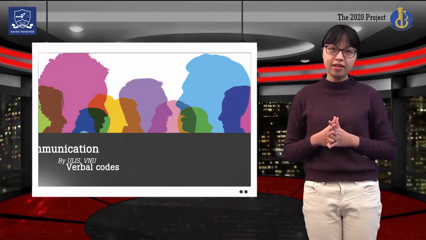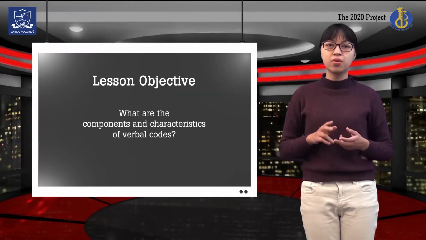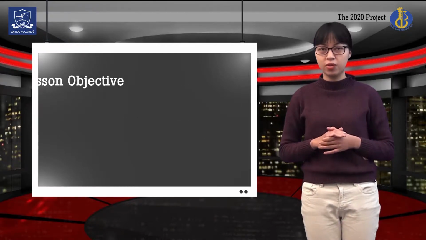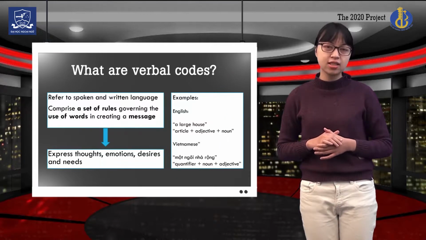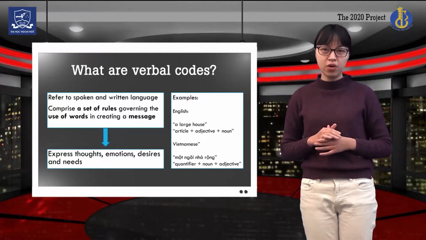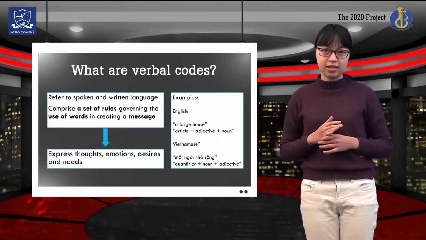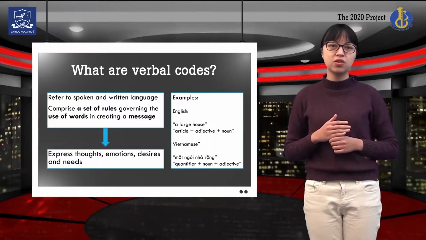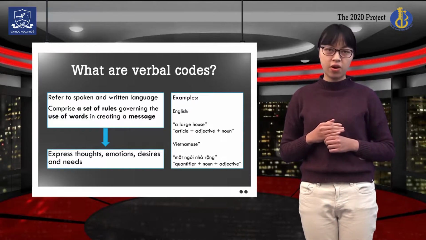So let us begin. This lesson will deal with the question, what are the components and characteristics of verbal codes? In the first part, we will explore the 5 components of verbal codes. But before looking into these components, we need to understand what verbal codes are.